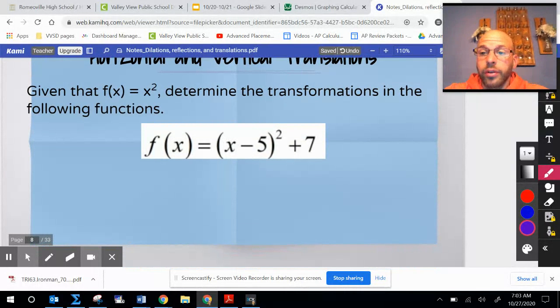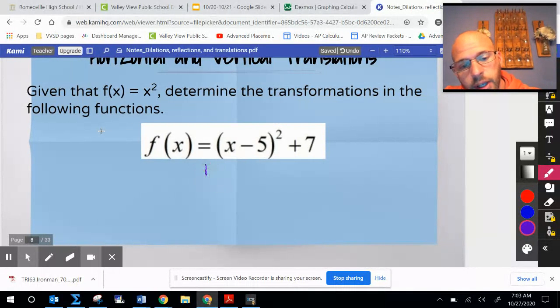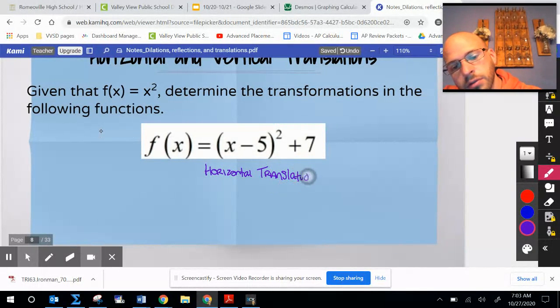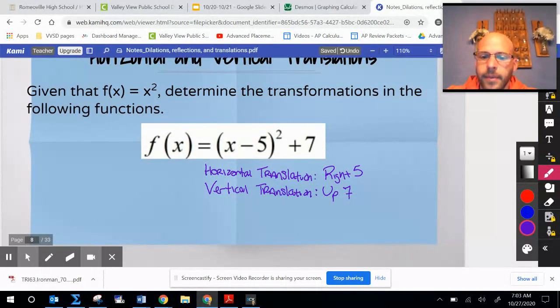Well, now I have both, right? So we have two answers to this question. We are going to have a horizontal translation. And because it's minus 5 on the inside, we're going to go to the right 5 units. And then the 7, because it's added on to the end of my function, it's going to go up 7 units. Okay, so right 5 and up 7.